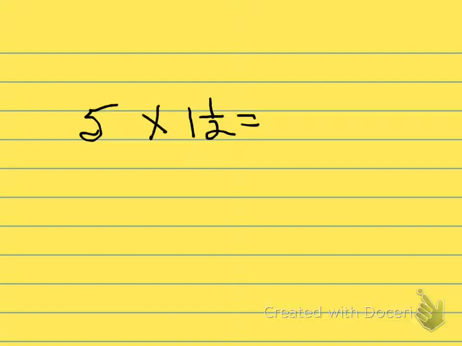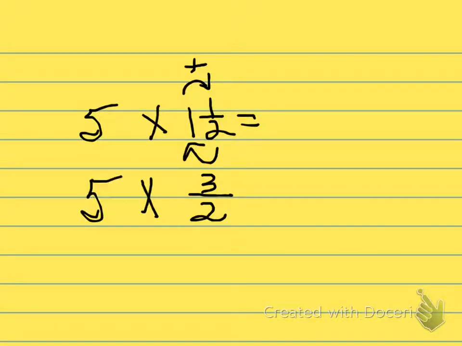I'm going to turn 1 1/2, my mixed number, into a fraction greater than 1 whole. How do I do that? You're right. I multiply my denominator times my whole number, and then I add my numerator. 2 times 1 is 2, plus 1 is 3. So 1 1/2 now becomes 3 halves times 5. Now I can go ahead and multiply. 5 times 3 equals 15 over 2.